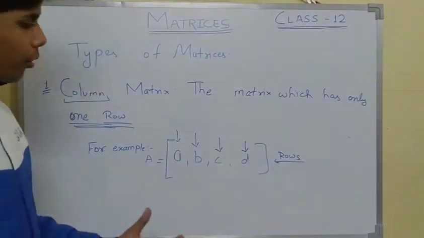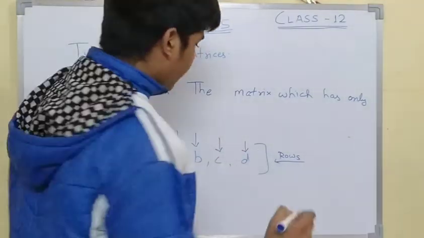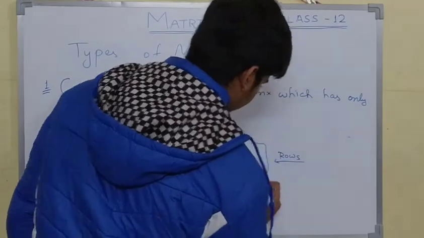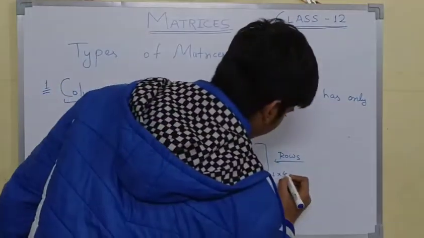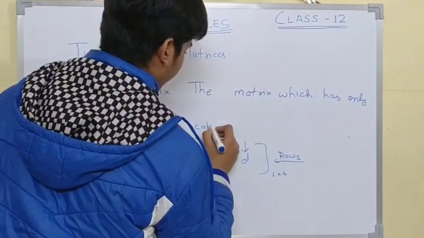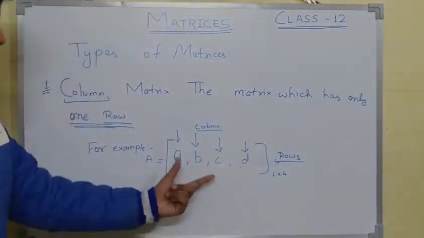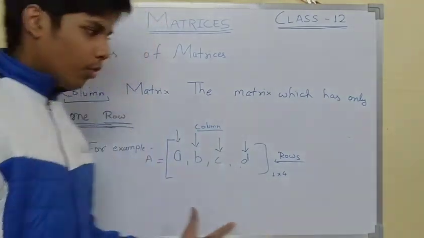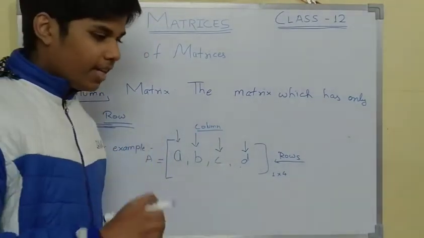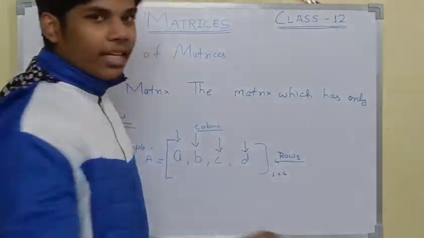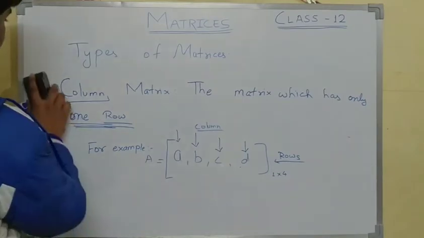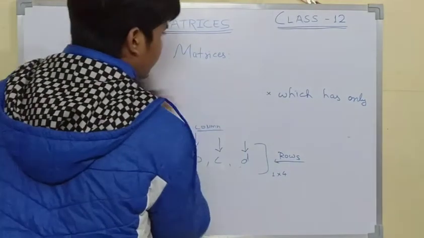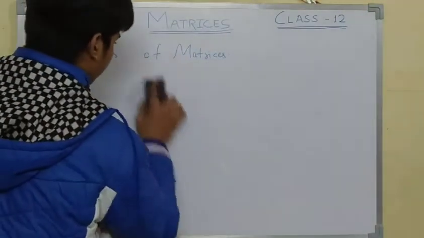Now I have told before that it is necessary to write the matrix order. Number of rows is 1, so 1, and number of columns is 4, so 4. So the order of this matrix is 1 into 4. Any matrix of the form 1 into C is known as a column matrix. Likewise the row matrix has only one column and any number of rows.